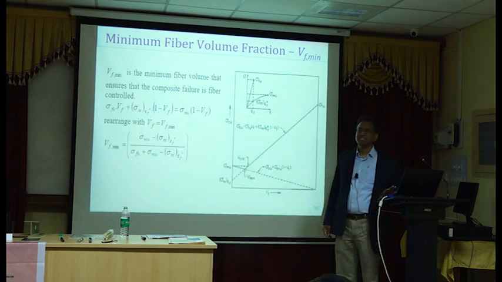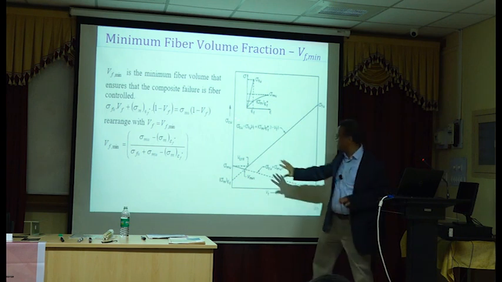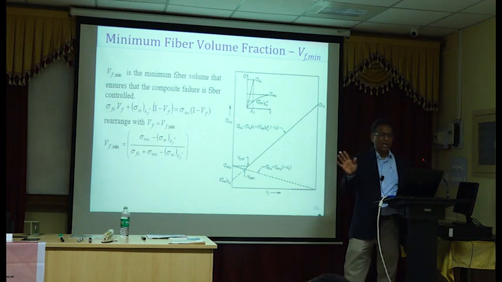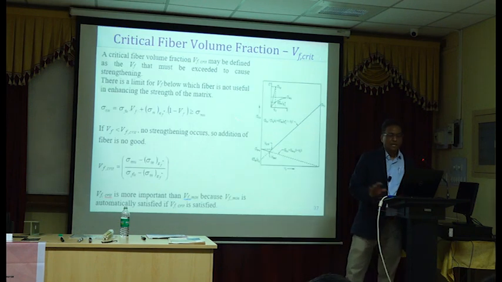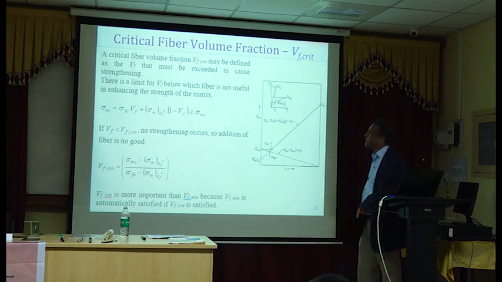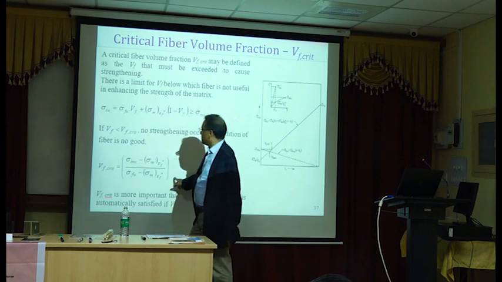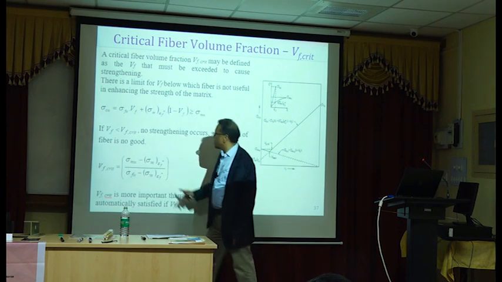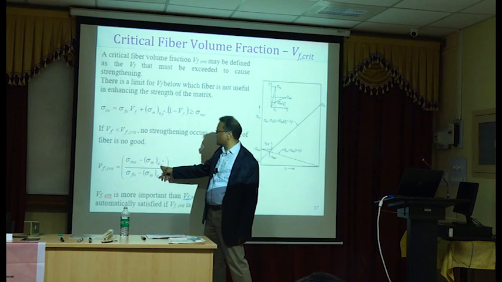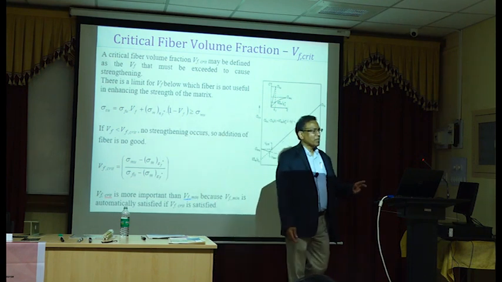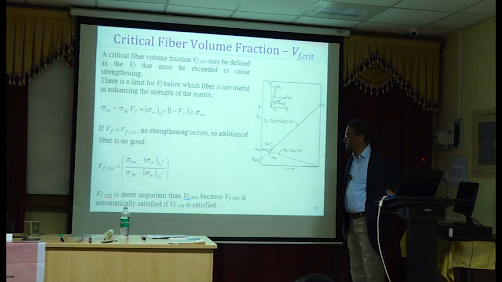Does it make sense? But remember, these two volume fractions are very, very small. It is highly unlikely they will govern our design. But that's what it is. So once you rearrange these terms, you get Vf critical equals sigma mu minus sigma m subscript epsilon f star over sigma fu minus sigma m subscript epsilon f star. So that's one of the equations.